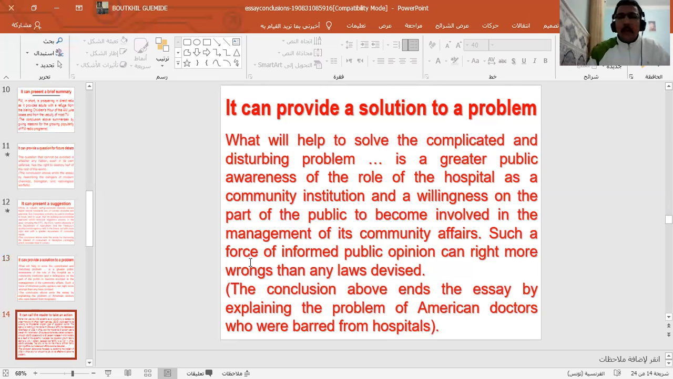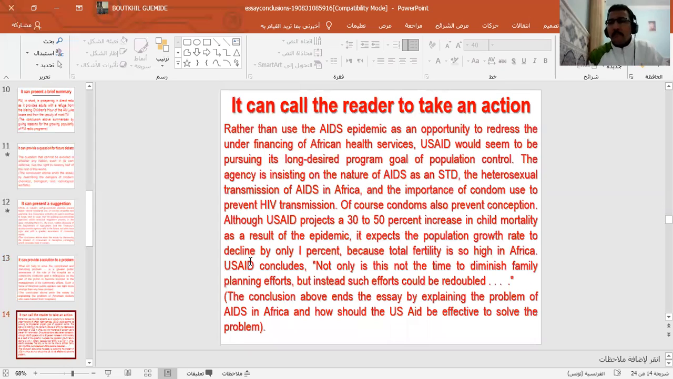Lastly, it can call the reader to take action, as in the conclusion example in front of us. The conclusion above ends the essay by explaining the problem of AIDS in Africa and how US aid should be effective to solve the problem.